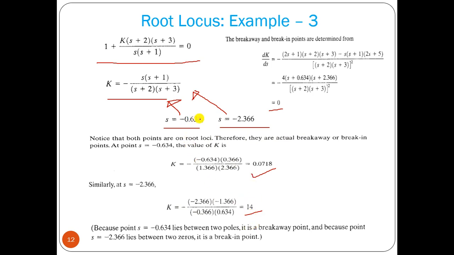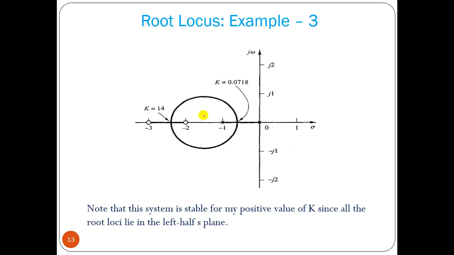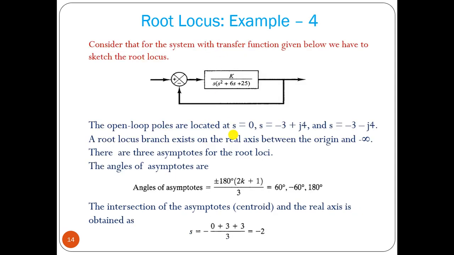Here this one should be the breakaway point and this one the break-in point. So this will be the plot. So this is your pole. This is the breakaway point where k value is 0.07. Okay, one pole goes this way, breaks in here where k value is 14, and is merged with the 0. Another pole comes in this way, breaks in and approaches this 0 as k goes to infinity. So this is the plot of that particular system.